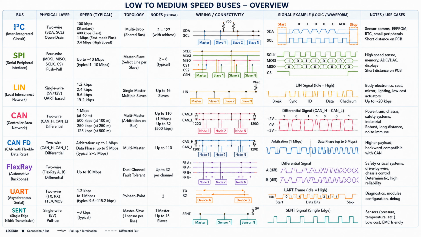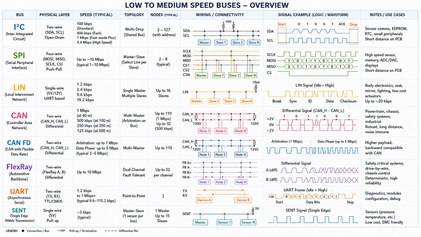Section 8 talks about SENT, Single Edge Nibble Transmission. SENT is a specialized automotive sensor communication protocol. It uses a single wire and transmits data using pulse timing rather than traditional clocked serial communication. SENT is commonly used for pressure sensors, throttle sensors, and temperature sensors. Its advantages include low cost, strong EMC performance, and simple wiring. It became popular in automotive sensor interfaces where analog signals were replaced with digital sensing.